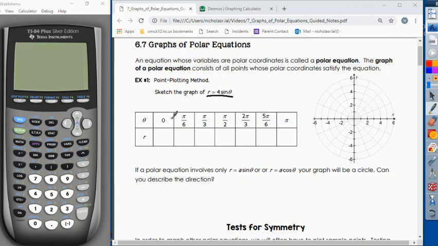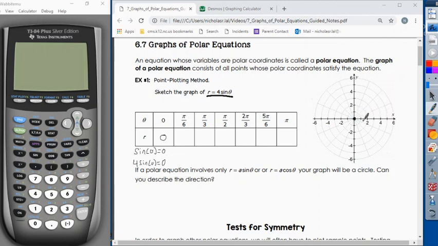When theta is 0 radians, the sine of 0 is going to be 0. So when you're in radians, the sine of 0 is 0. So 4 times the sine of 0 is 4 times 0, which is going to be 0. So we have theta is 0, r is 0. And so when you're facing 0 radians, you move out 0 units, so you just stay in the center.